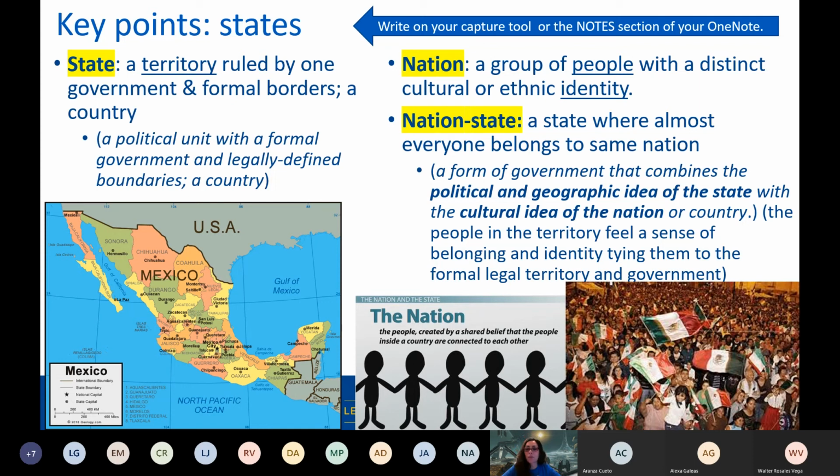I'm going to say what it means a bunch of different ways, hoping that maybe one of them will stick. So you can also think of a nation state as a form of government that combines the political and geographic idea of the state with the cultural idea of the nation. The people in the territory feel a sense of belonging and identity, tying them to a formal legal territory and government.